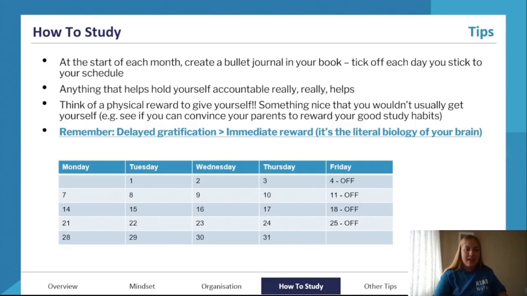So this is an example here on this slide of a bullet journal to have that accountability. It only has Mondays to Fridays on it, and you can see it's a calendar. There's an exception: every Friday here is a day off, so it's not relevant. But every day we stuck to our study routine completely, say we did all of the things in our to-do list, we can put a tick next to it. And if we've done everything that month and have all ticks on the paper, we get that reward that we've planned for ourselves.